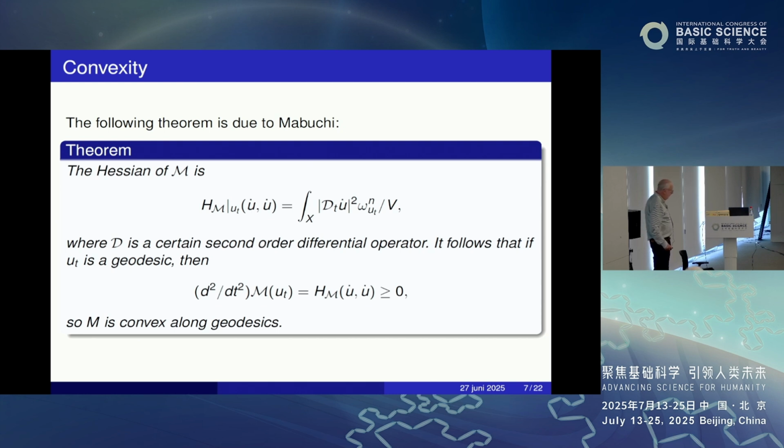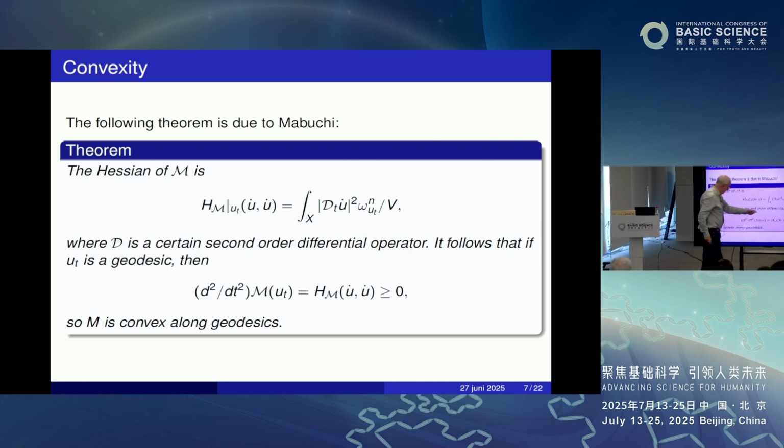And the following basic theorem is due to Mabuchi. He computed the Hessian of the K-energy. So that's what I call H_M there. And it's equal to the L2 norm of a certain object: D_T applied to u dot, and you take the L2 norm of this. And this D is a certain differential operator that I'm not going to write down, but it has an important property that I will come to later. The main point for the moment is just that this thing here is obviously non-negative.